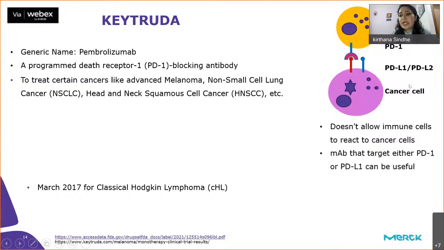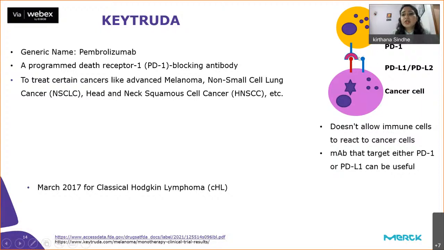Most cancer cells express these targets shown here, PDL1 and PDL2, and your T cells have PD1. When these two interact, the cancer cell blocks the immune cell from bringing out its action. So the cancer happily grows because it's not letting the immune cell kill it. So you need to block this interaction.